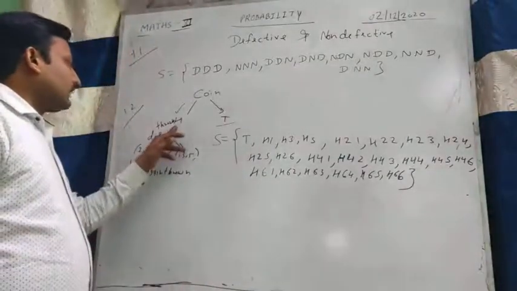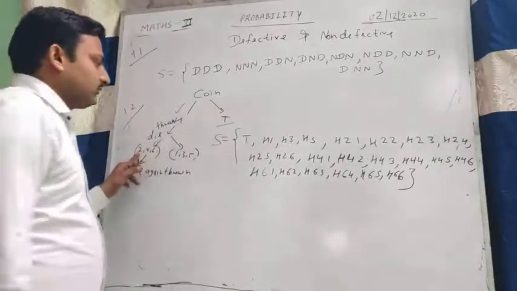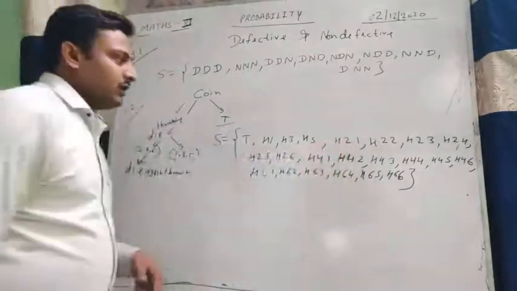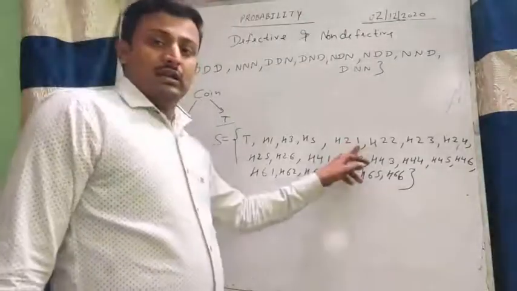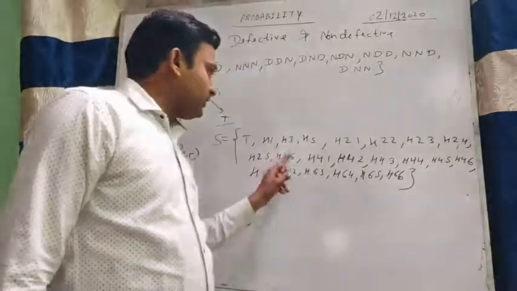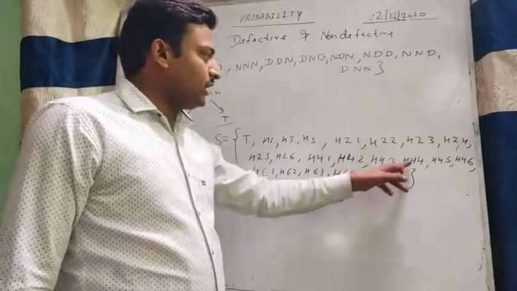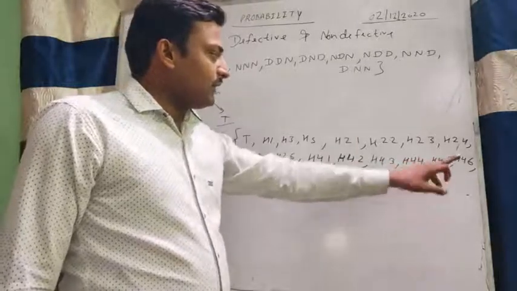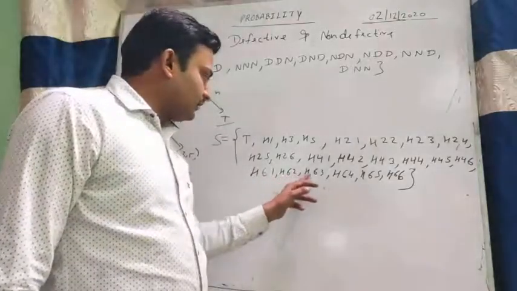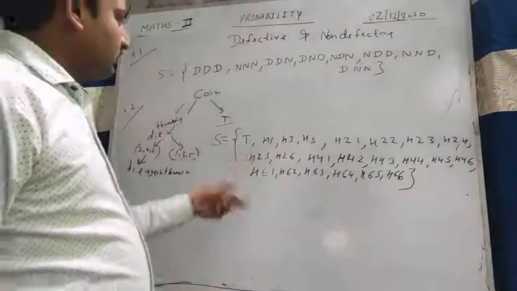So after getting a head, when we roll a die, if an even number comes, meaning after H we get an even number like 2, then we roll a die again. So the possibility may be 1, 2, 3, 4, 5, 6. If the even number is 4, it may be 4,1, 4,2, 4,3, 4,4, 4,5, 4,6. And if it is 6, then H6,1, H6,2, 6,3, 6,4, 6,5, 6,6. All the possibilities will be this.